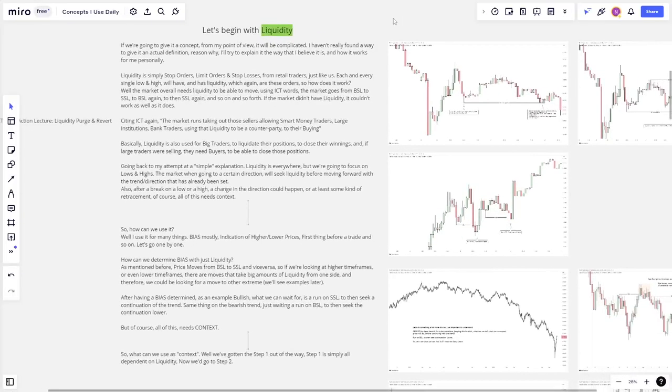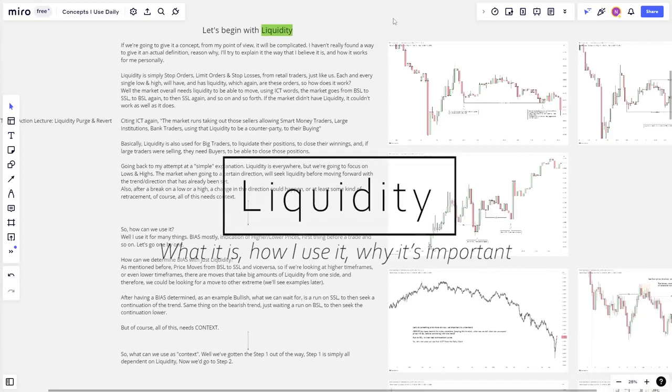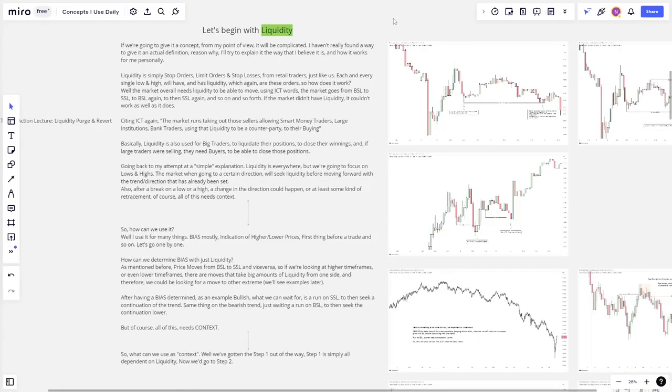All right, so let's begin with liquidity. As I mentioned in the introduction, it's going to be complicated for me to teach some of the concepts because I don't really understand how they work. I just know how to use them, right? So if I'm going to give it a concept from my point of view, it will be complicated, and I haven't really found a way to give it an actual definition. So I'll try to explain it the way that I believe it is and how it works for me personally.